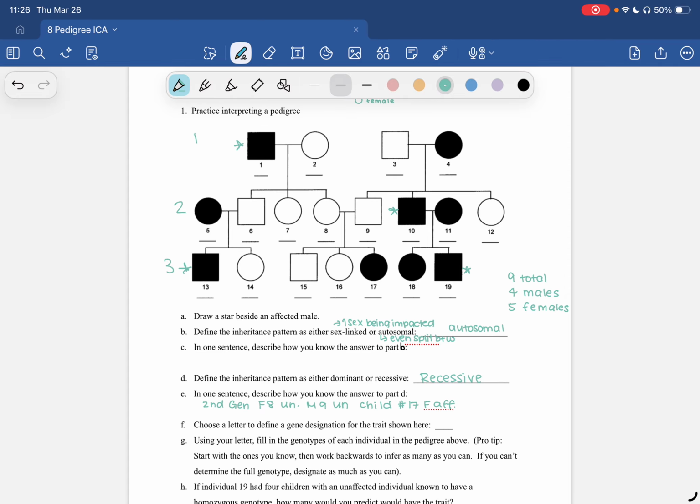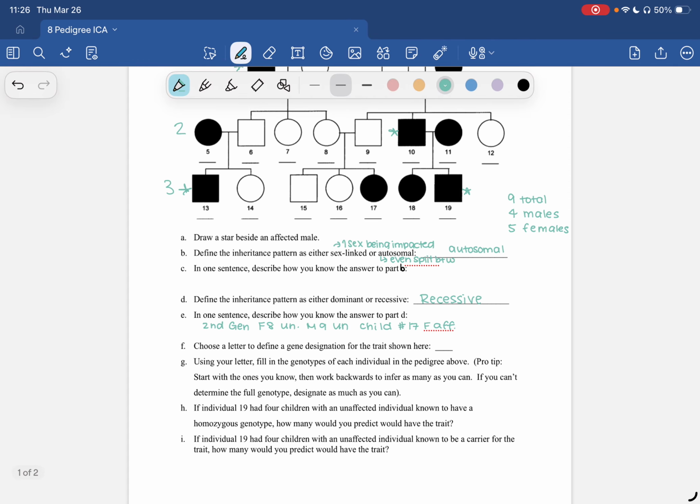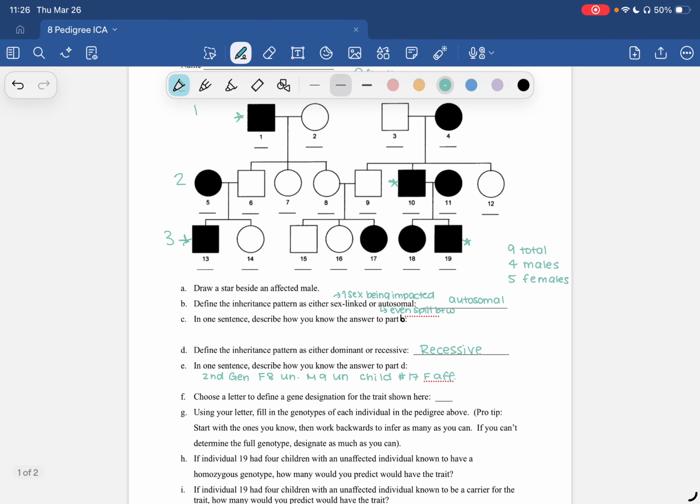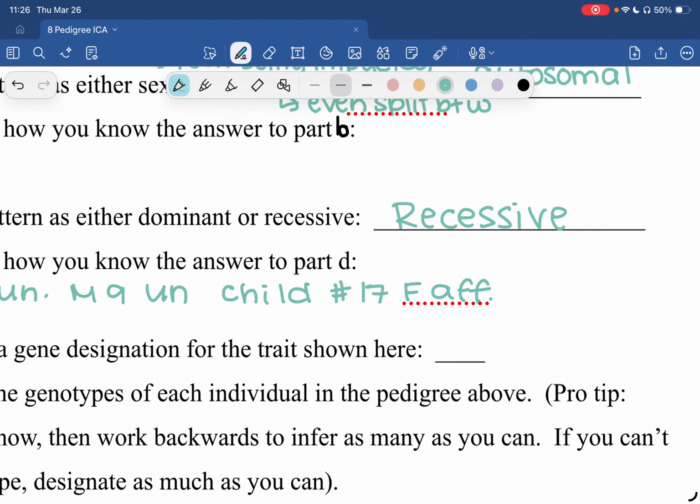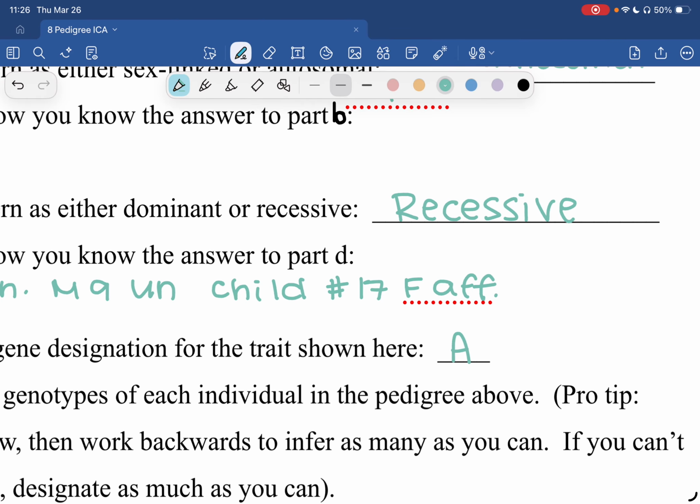Okay. And then choose a letter to define a gene designation for the trait shown. You can choose any letter. I don't recommend letters that are similar to each other, like where capital and lowercase look similar, so don't go with, I don't know, W, U, V, anything where only the size is the difference. So I usually like going with the letter A. That's just my personal preference. With A, I then like to write to myself that capital A would be dominant and lowercase a would be recessive.